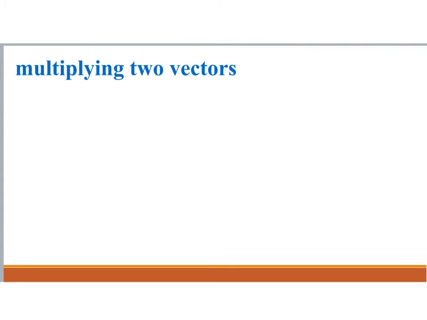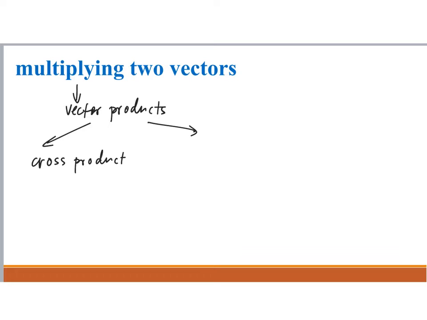There are two kinds of vector products. One of them is called cross product, and the other one is called dot product. And so if the vectors that you are multiplying are vectors u and v, the notation used for the cross product would be u cross v. For dot product, the notation is u dot v.